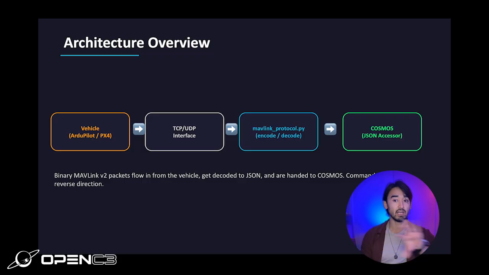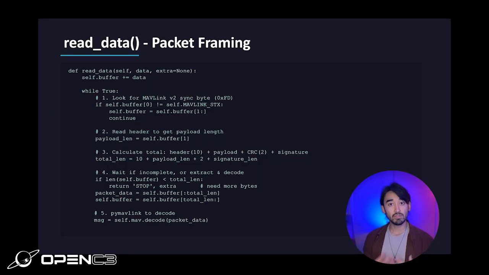Commanding is just going to be the exact opposite, moving in the reverse direction. We have command packets that we build in Cosmos using the MAVLink protocol to send out the bytes using TCP or UDP, and then our vehicle will accept that. So when we are receiving data from our vehicle or our simulator, we're basically looking for the sync byte.